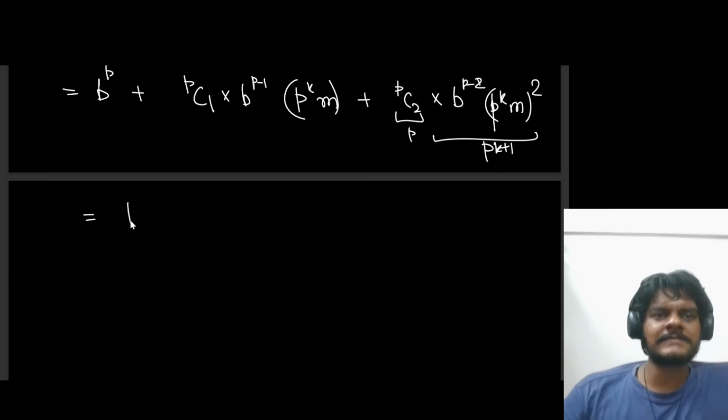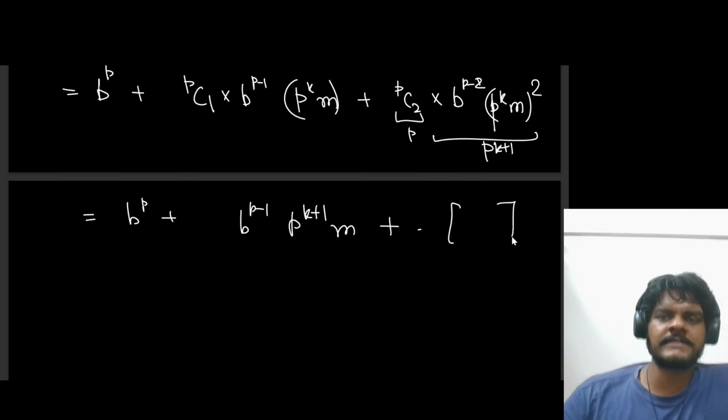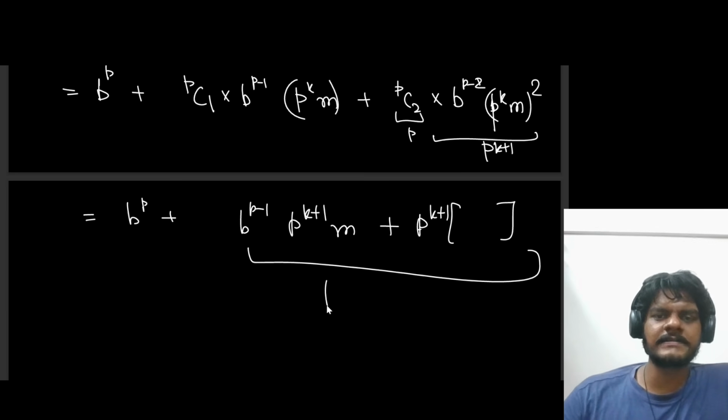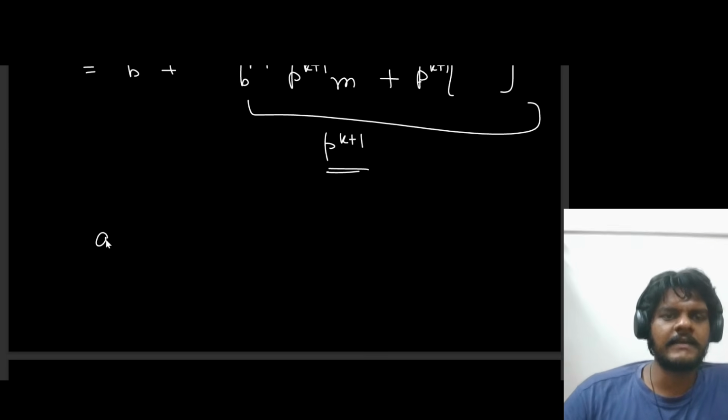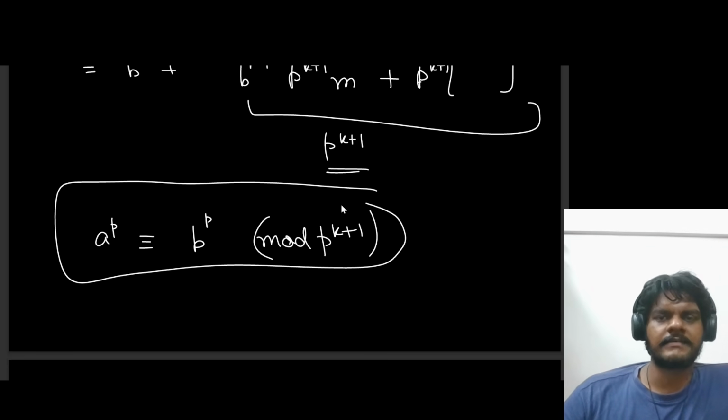So what is happening? This is b power p plus p into b power p minus 1, p power k plus 1, m, plus something which is p power k plus 1. So overall, all this is a p power k plus 1 multiple. So definitely a power p is congruent to, this is the idea, you have to properly write it down, congruent to b power p mod p power k plus 1. So that is it.